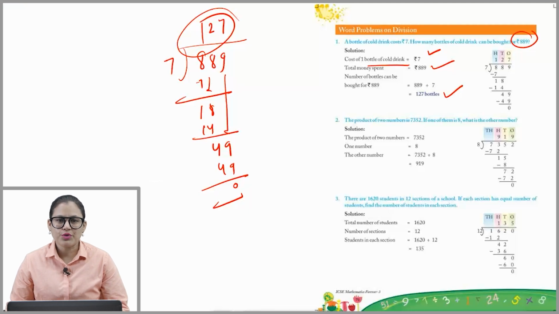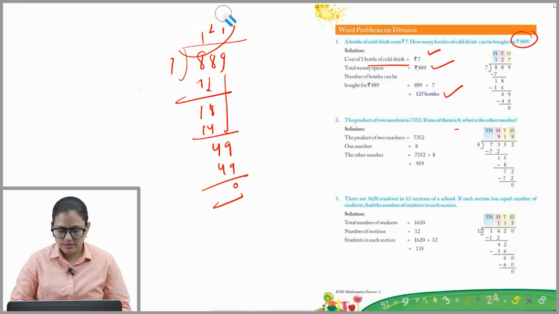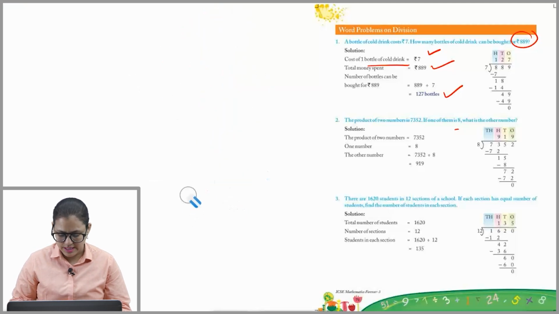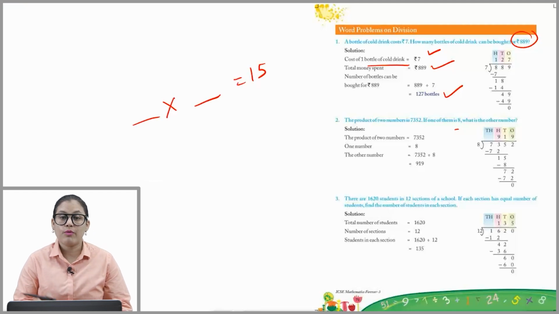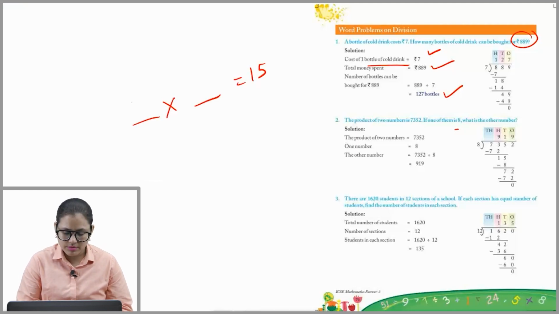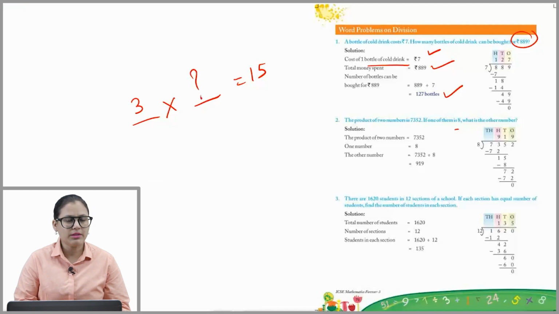Number 2, the product of two numbers is given. If one of the numbers is given, then what is the other number? Okay, see, let's take a simple example. Product of two numbers is given which is 15, okay, and one of these numbers is 3. Then what will be the other number? Okay, you will say the other number is 5 because 3 into 5 is 15, correct.